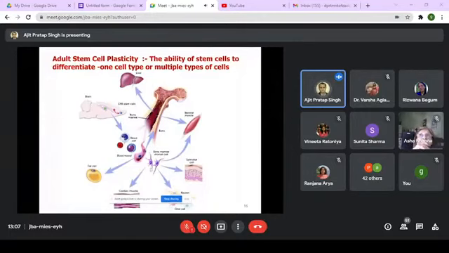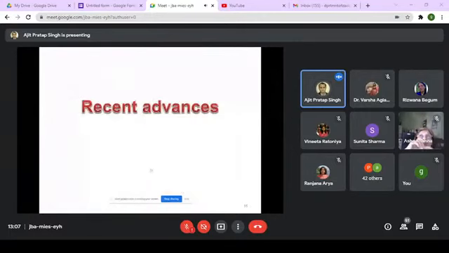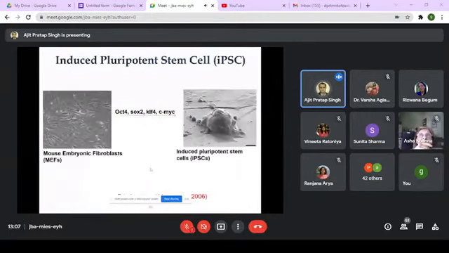What are the research advances? In 2012, Yamanaka got the Nobel Prize, and he changed the concept of the stem cell in the whole world. Why? What they did was take a simple skin cell and reprogram the cell with the help of Oct4, Sox2, Klf4, and c-Myc, and induced it into iPSC. It changed the total concept of stem cells.